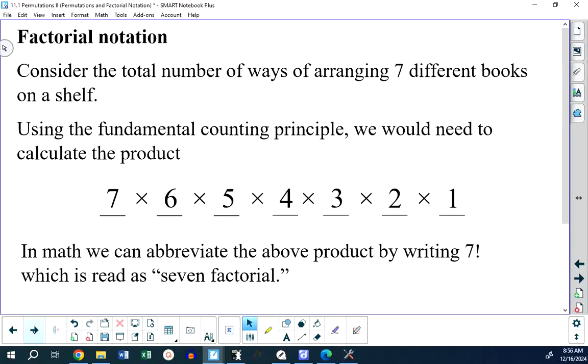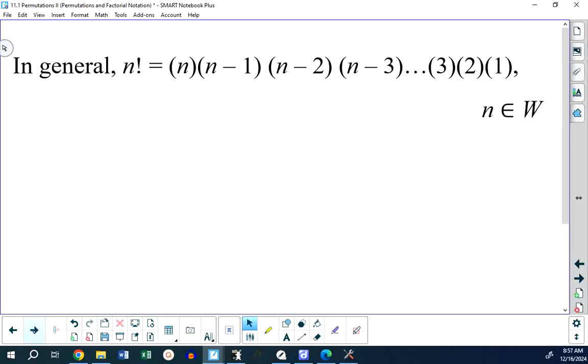So once again, in this particular situation, 7 with an exclamation point is not pronounced 7. It's 7 factorial, and it means 7 times 6 times 5 times 4 times 3 times 2 times 1. So in general, and I want to give you a second to read this and contemplate what it's saying, n factorial will always be n multiplied by n minus 1, multiplied by n minus 2, multiplied by n minus 3, all the way down the line until you get to 3 times 2 times 1.